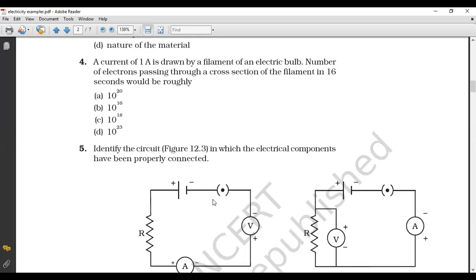Fourth question, a current of 1 ampere is drawn by the filament of an electric bulb. Number of electrons passing through a cross section of the filament in 16 seconds is roughly equal to. We have to find how many electrons will pass through. We can easily solve this question.